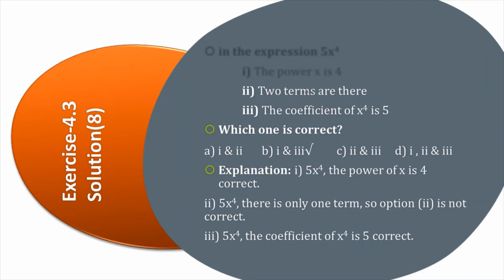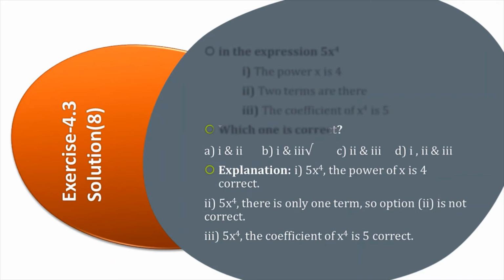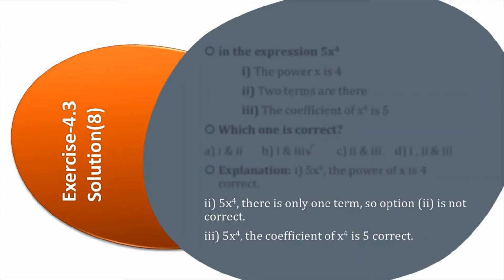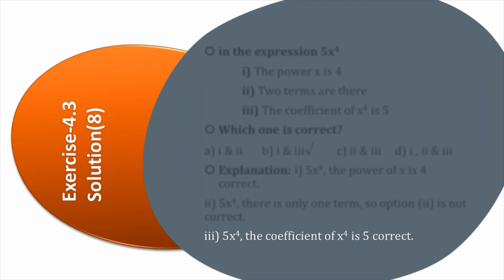So my dear student, this is the question, and as you can see, there is only one term, 5x to the power 4. That's why the answer will be 1 and 3. And number 3 in here, the coefficient of x to the power 4 is 5.